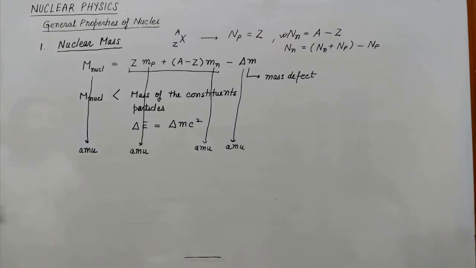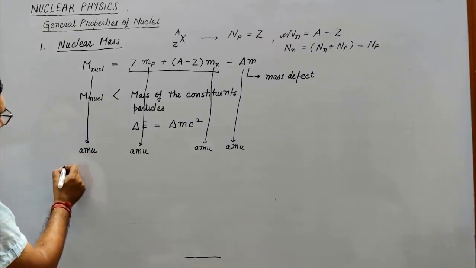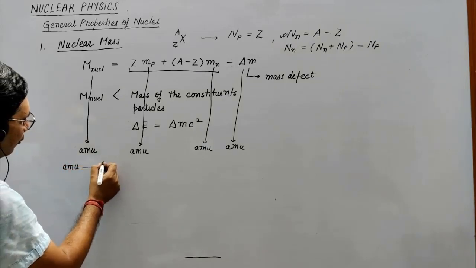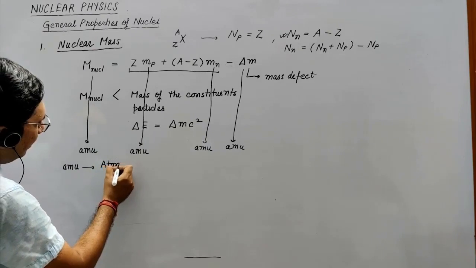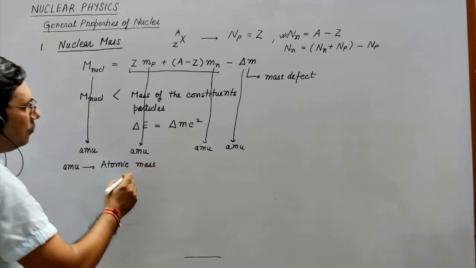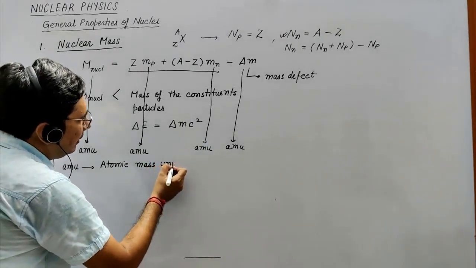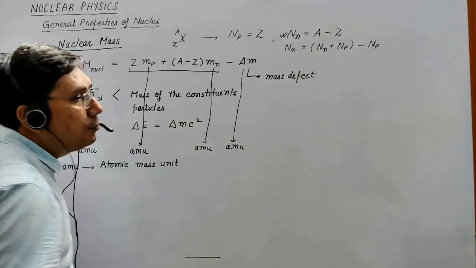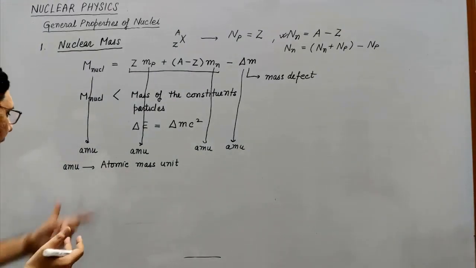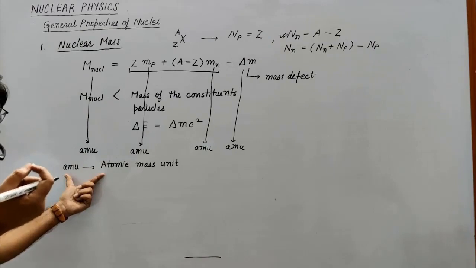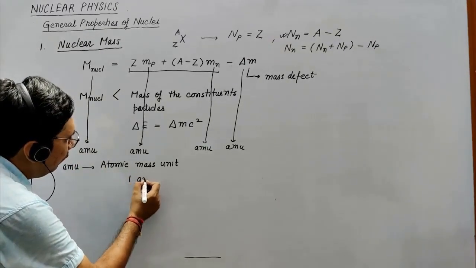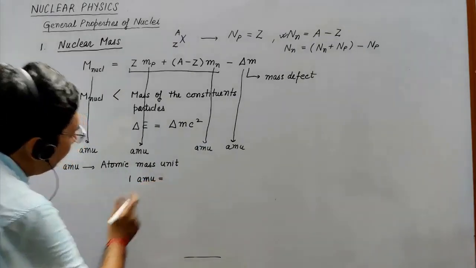The full form of AMU is atomic mass unit. So AMU, or atomic mass unit, is the general mass unit in nuclear physics. How can we define this AMU? This is a very small mass unit. How much is 1 AMU?